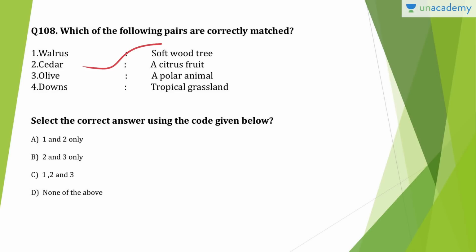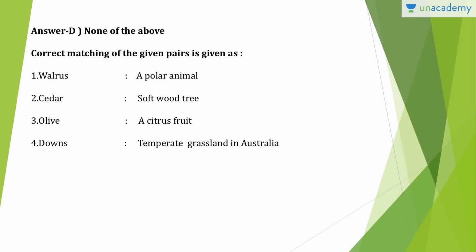So basically you will have to keep your eyes and ears open so as to know what is going on in your environment, otherwise you will not be able to answer these questions correctly. Everybody should know, like cedar is very commonly used, so it must be a tree. Walrus, it's a huge animal. Okay, olive is a fruit, and downs, I have already covered, is a temperate grassland in Australia.